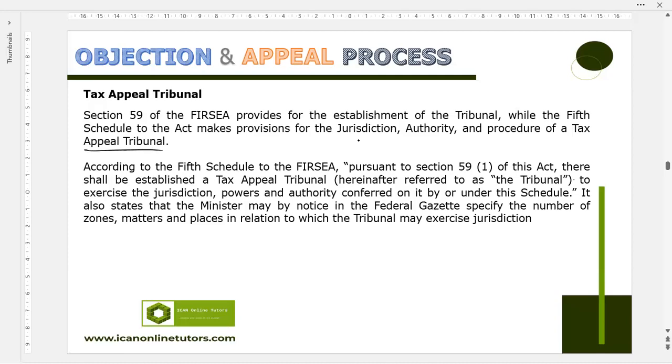So according to the fifth schedule to the FIRSCA, pursuant to section 59, subsection 1 of this act, there shall be established a tax appeal tribunal, hereinafter referred to as the tribunal, to exercise the jurisdiction, powers, and authority conferred on it by or under this schedule. It also states that the minister may by notice in the Federal Gazette specify the number of zones, matters, and places in relation to which the tribunal may exercise jurisdiction.